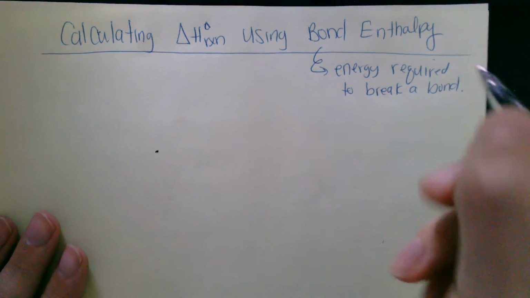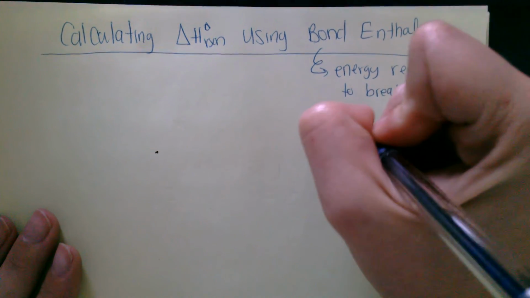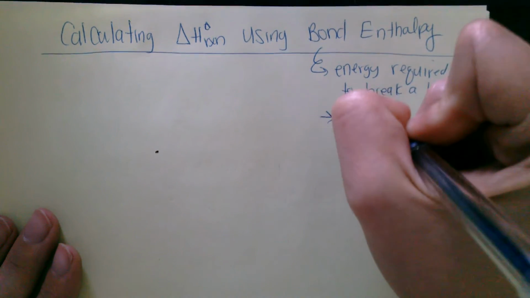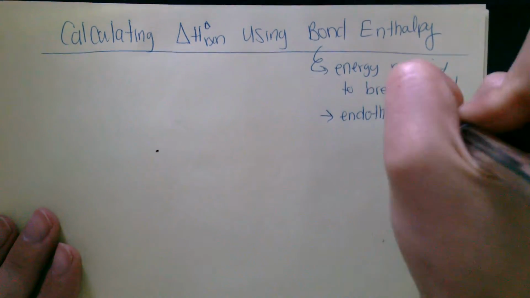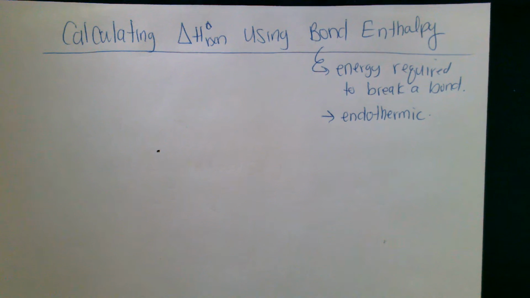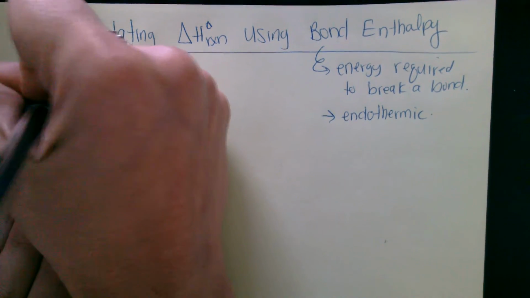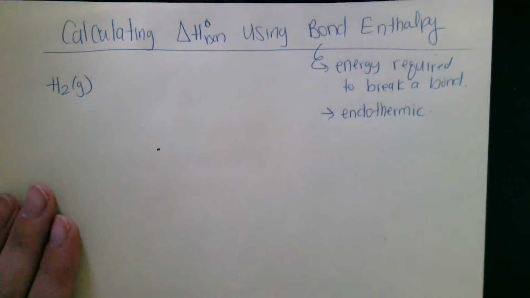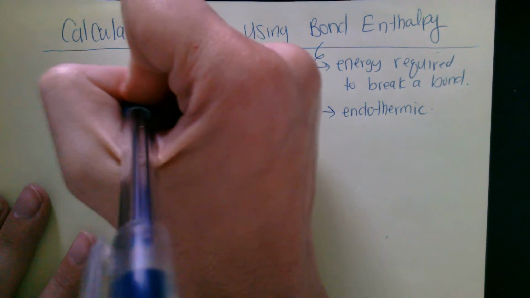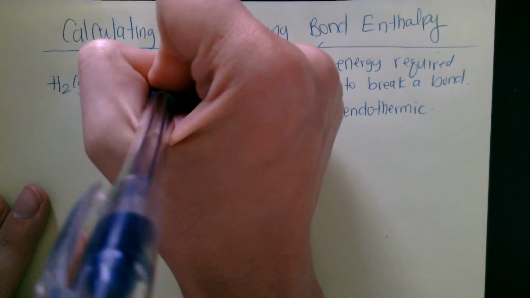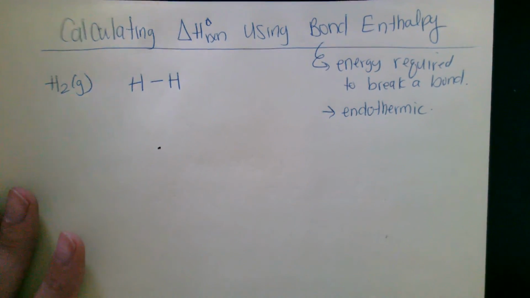So bond enthalpies, these are all endothermic. Okay, so to break a chemical bond between two atoms requires energy to do that. For example, let's look at a very simple molecule. Let's look at hydrogen. So for example, let's look at H2 gas. So it turns out hydrogen is held together by one single, what we call covalent bond.